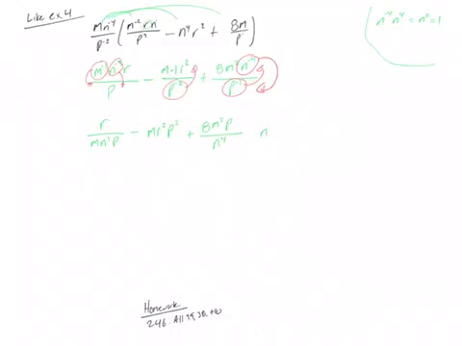So m cannot equal 0, n cannot equal 0, and p cannot equal 0, because all three of these, m, n, and p, are all in the denominator. So this would be my answer.